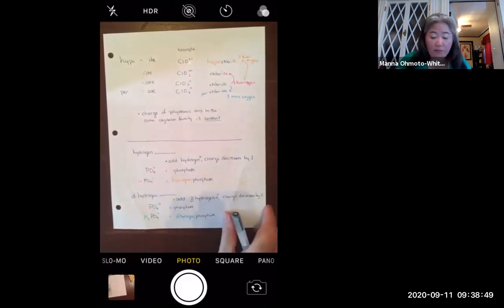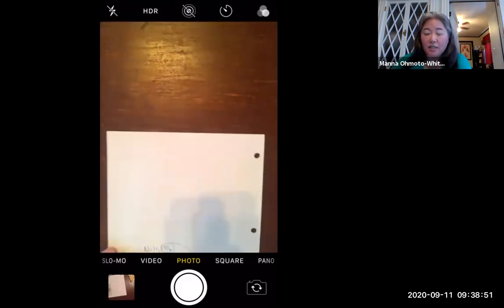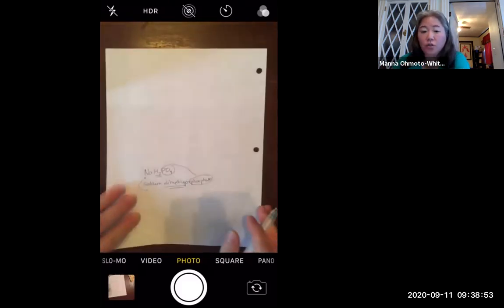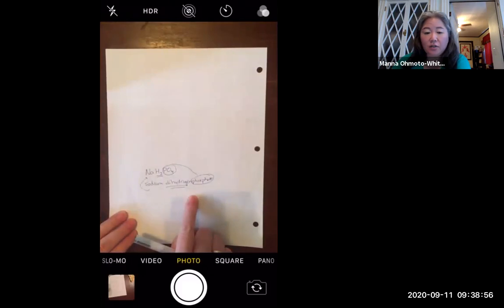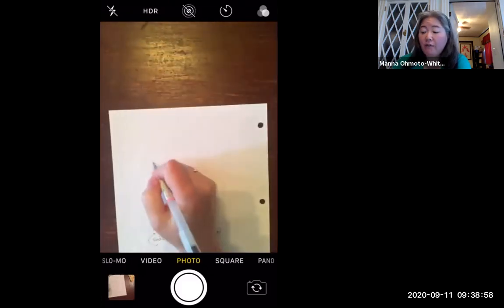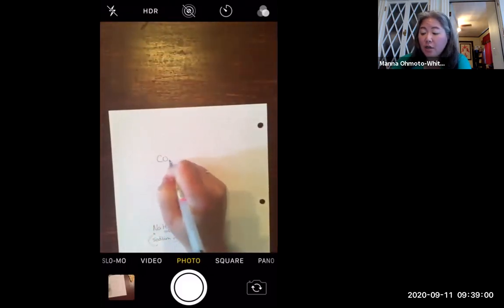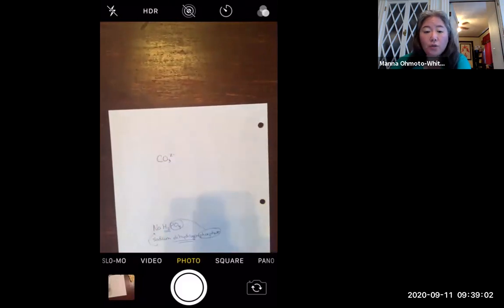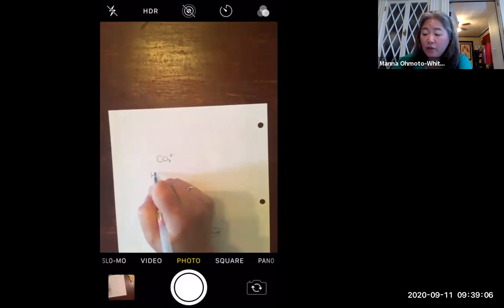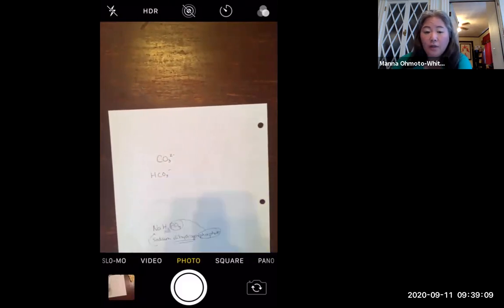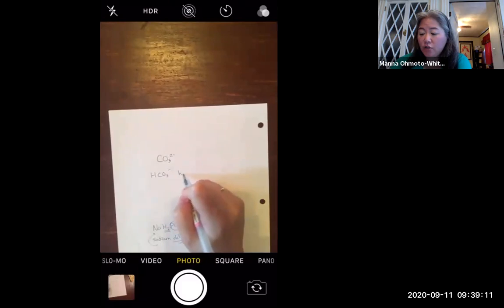So I can have something like hydrogen carbonate or sodium dihydrogen phosphate here. I can have it as an ion. If I had hydrogen carbonate, carbonate has a normal charge of -2. If I add a hydrogen in front of it, this becomes hydrogen carbonate.